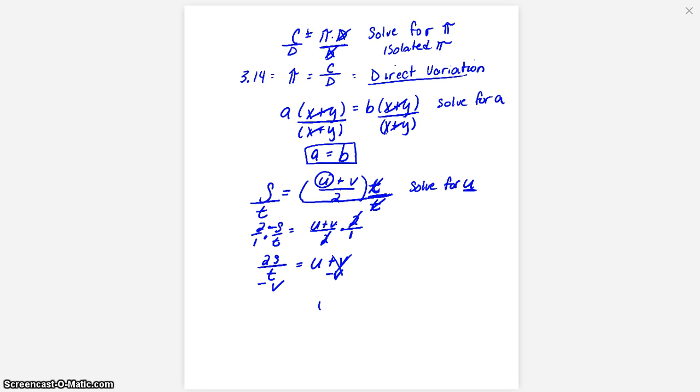And now I've isolated the variable, u equals, and then I'm going to rewrite this as the fraction 2s over t minus v. And you know me, I like to rewrite it as my isolated variable first. So I'm going to write u is equal to 2s over t minus v. So, I don't know what just happened there.